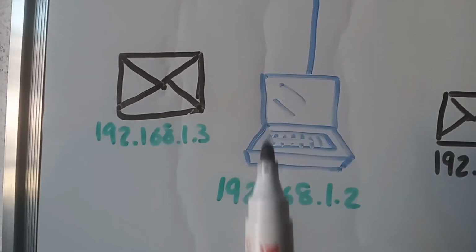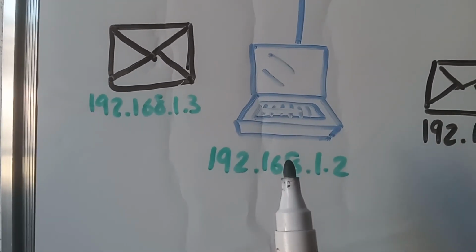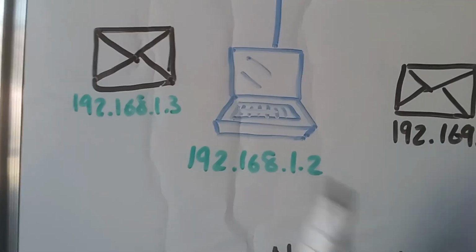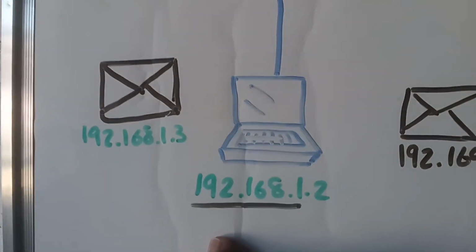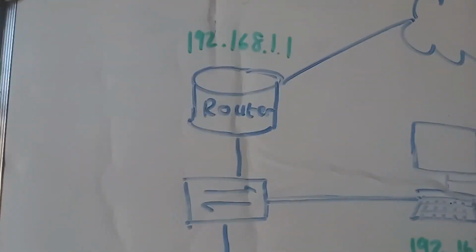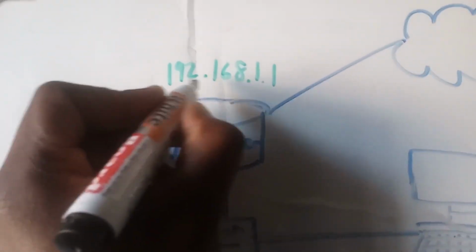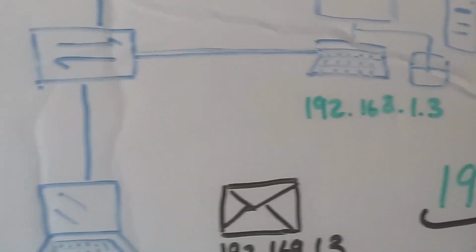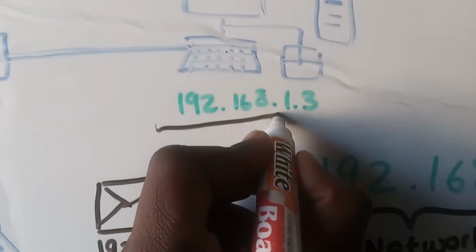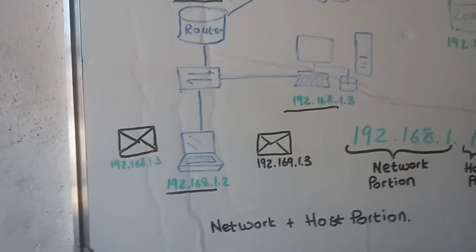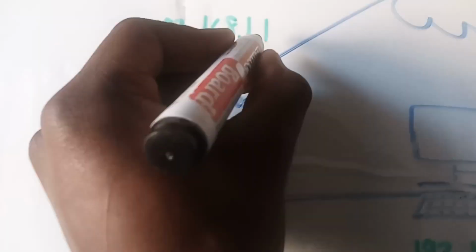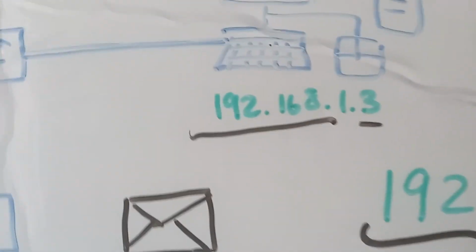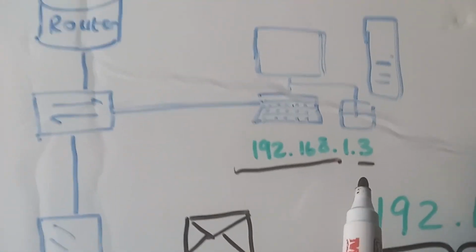And here's an example. Let's take a look at this PC. It has the IP address 192.168.1.2. Now, the first three digits here are the network portion. It is to identify what network it is, because this router will also have a similar address. The first three digits will be the same, as well as the first three digits of this device, because they are all in the same network. But now you notice the last digit is different for each device. This has a 2, this has a 1, and this has a 3. The last digit is called the host portion, and it's specific to each device.